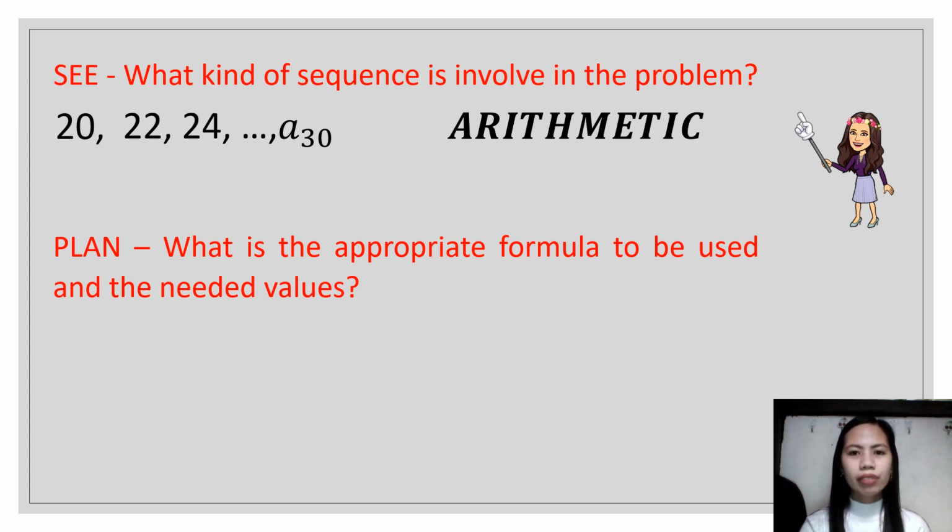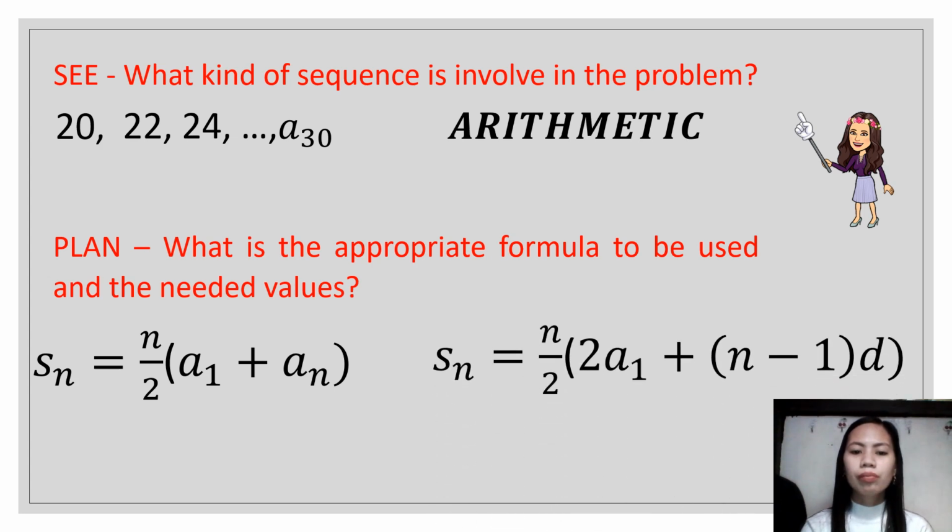Okay, so we have two formulas. The first one is S sub n equals n over 2 times the quantity of a sub 1 plus a sub n. We also have S sub n equals n over 2 times the quantity of 2a sub 1 plus n minus 1 times d. Alin sa dalawang yan yung gagamitin?